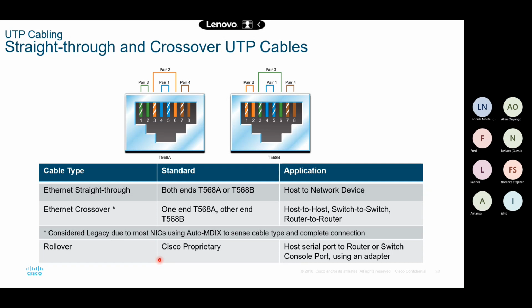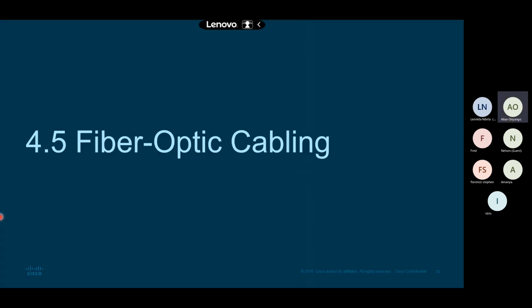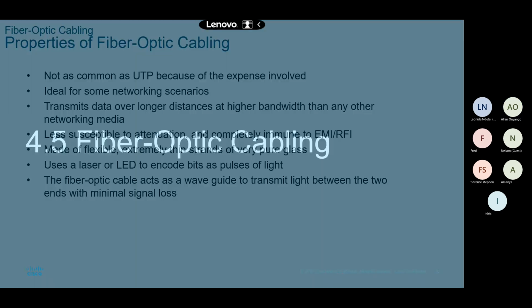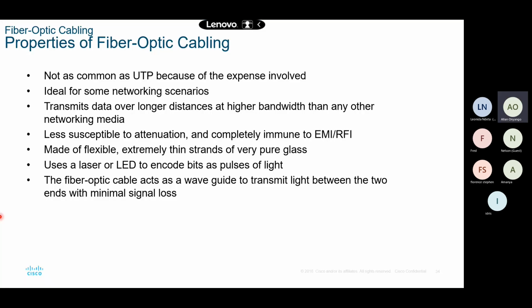That's why the whole thing of crossover and straight-through is being considered legacy, because of this new technology, auto-MDIX. We have heard of the console cable. The console cable is also called the rollover cable, and this is a Cisco proprietary cable. It's made by Cisco, and we just need to learn about it. Now, having talked so much about copper, let's now talk about fiber optic cable.